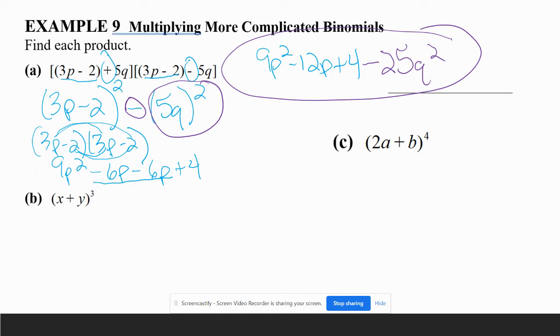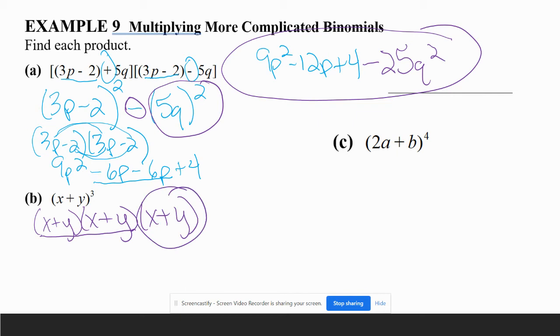Letter B, x plus y to the third power. Well, we don't have anything for that, so I'm going to write that out. That means x plus y times x plus y times x plus y, 3 times. Pick 2 of them, multiply them together, get an answer, and then take that answer times this remaining one.